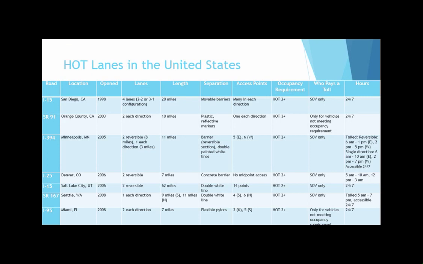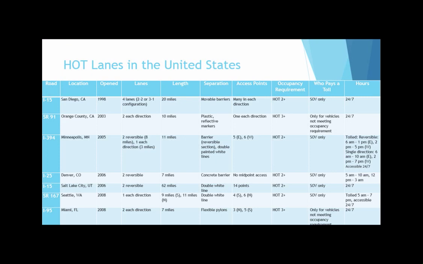You can see many more HOT lane projects here. Another one to point out is I-95 in Miami, Florida, of interest because our project was commissioned by the Florida Department of Transportation. This was opened in 2008. It has 2 lanes per direction. It's 7 miles long. The separation is through flexible pylons.